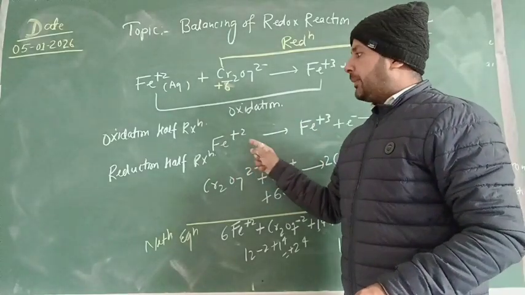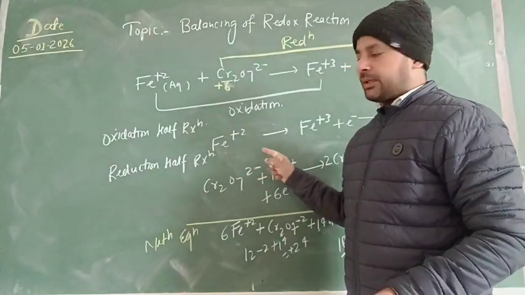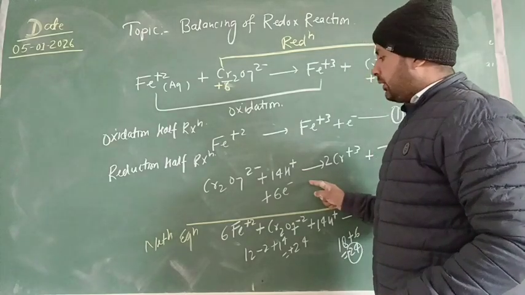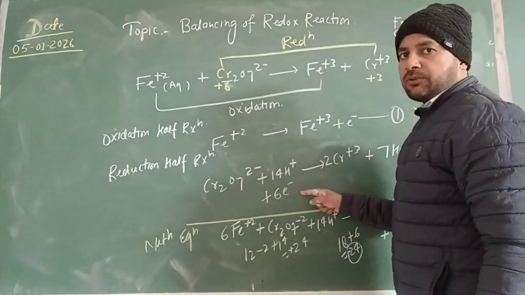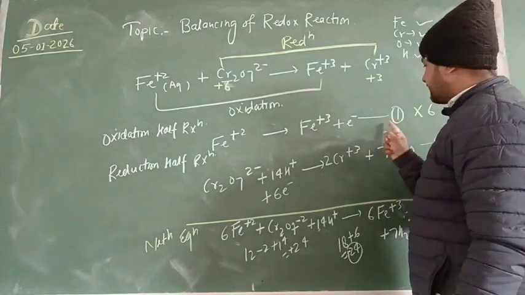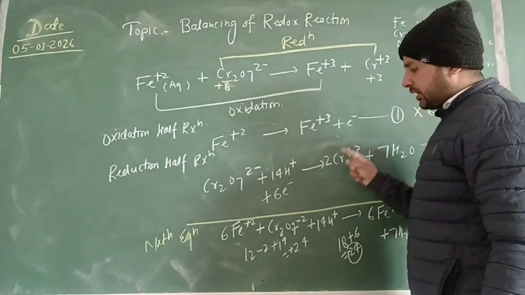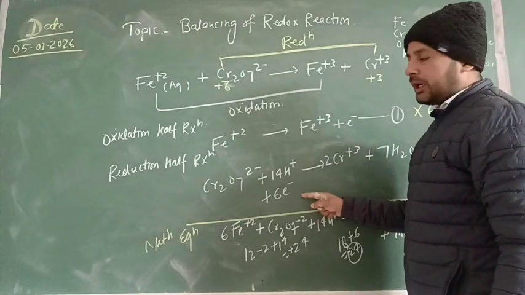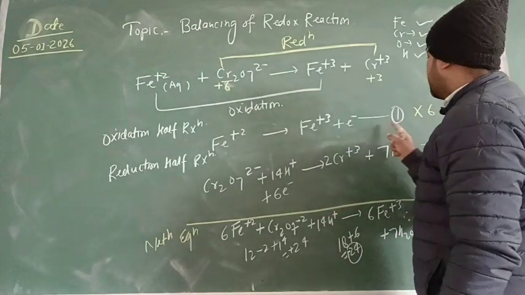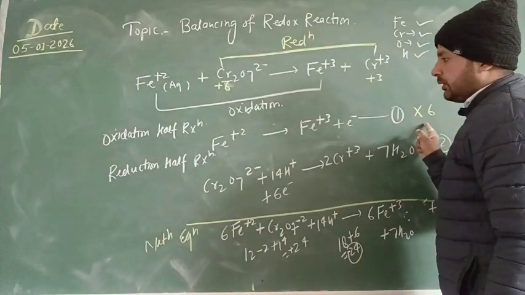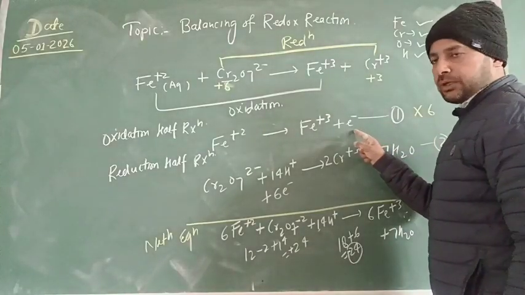Okay. After balancing the oxidation half reaction and the reduction half reaction, we have to balance the number of electrons on both equations. In equation 1 there is one electron, in equation 2 there are 6 electrons. So how can we balance it? Just by multiplying equation 1 by 6. So it will give 6 electrons.